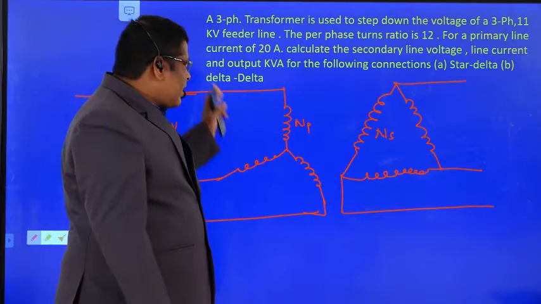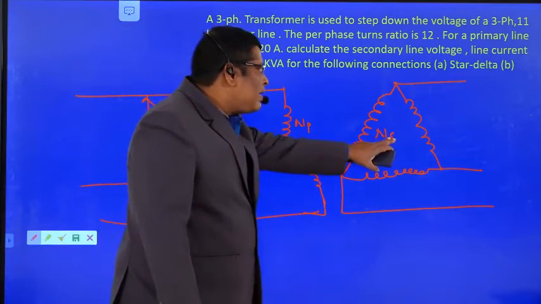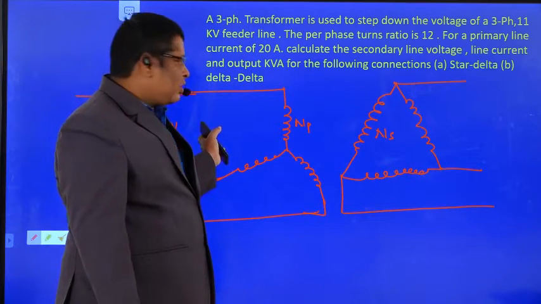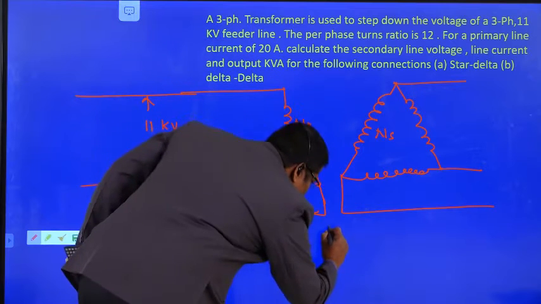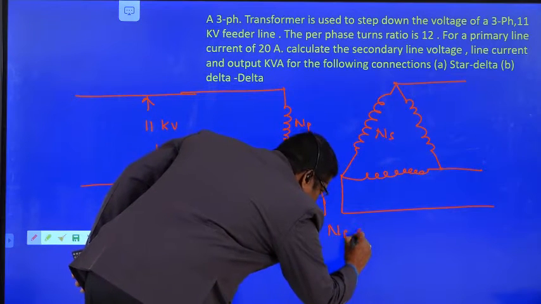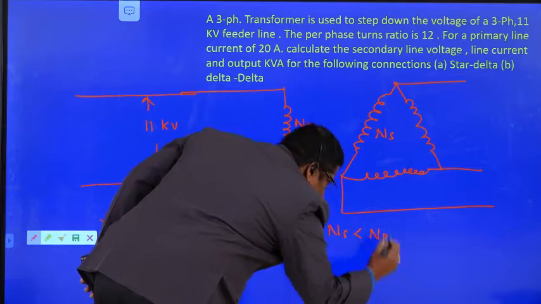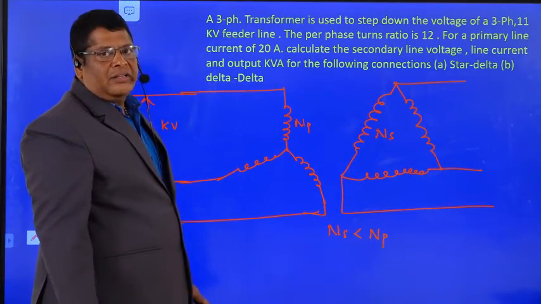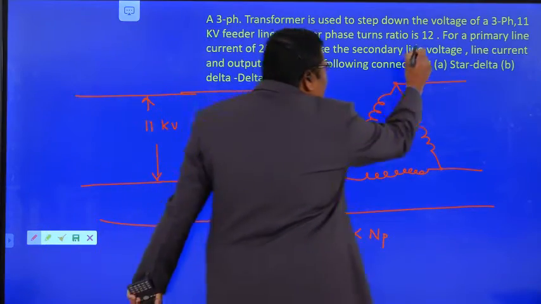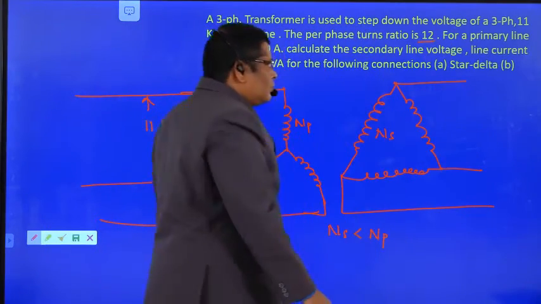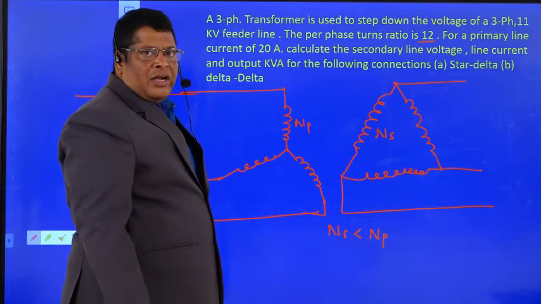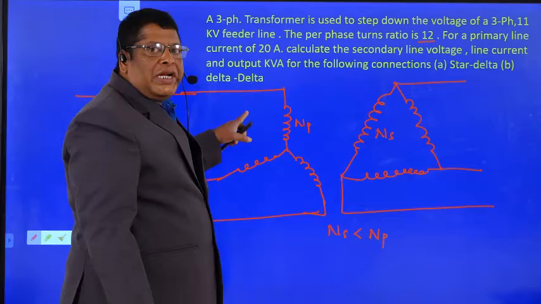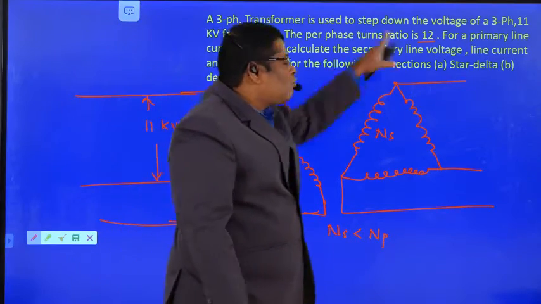It is a step down, so the secondary voltage should be less than the primary voltage. Here NS should be less than NP: the number of turns in the secondary winding should be less than the number of turns in the primary winding. But here this ratio is given as 12, which is defined as the number of turns in the primary winding to the secondary winding. Only then are you getting the value 12.